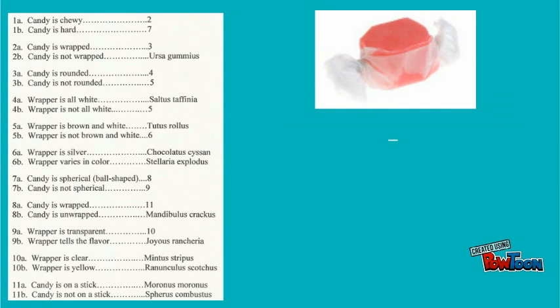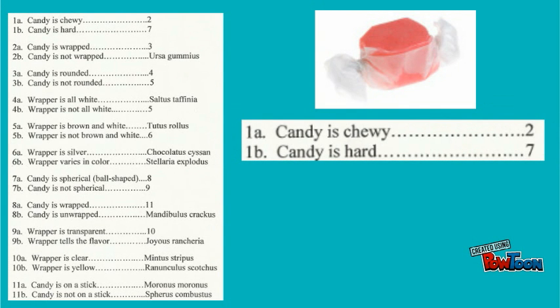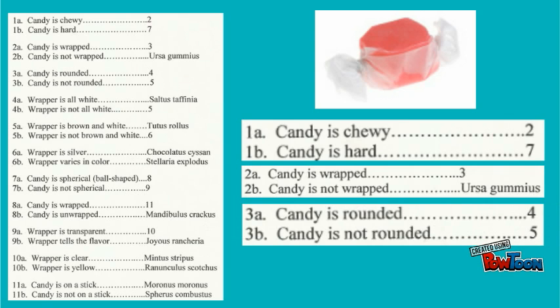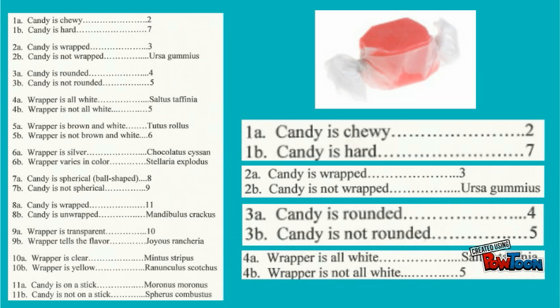Here's an example using candy. While looking at this piece, work through the dichotomous key. The candy is chewy, so we move to statement pair number 2. The candy is wrapped, so we move to statement pair number 3. The candy is rounded, so we move to statement pair number 4. The wrapper is all white, which leads us to the scientific name Saltus taffinea.